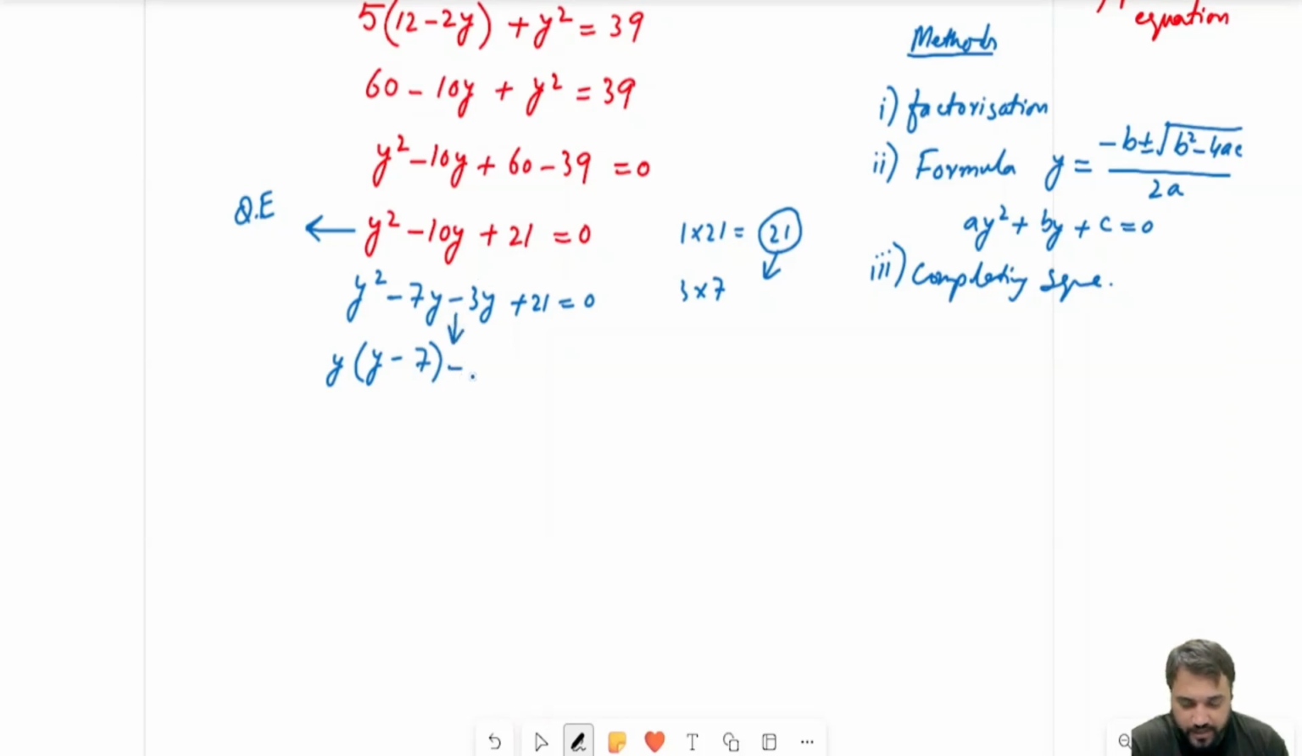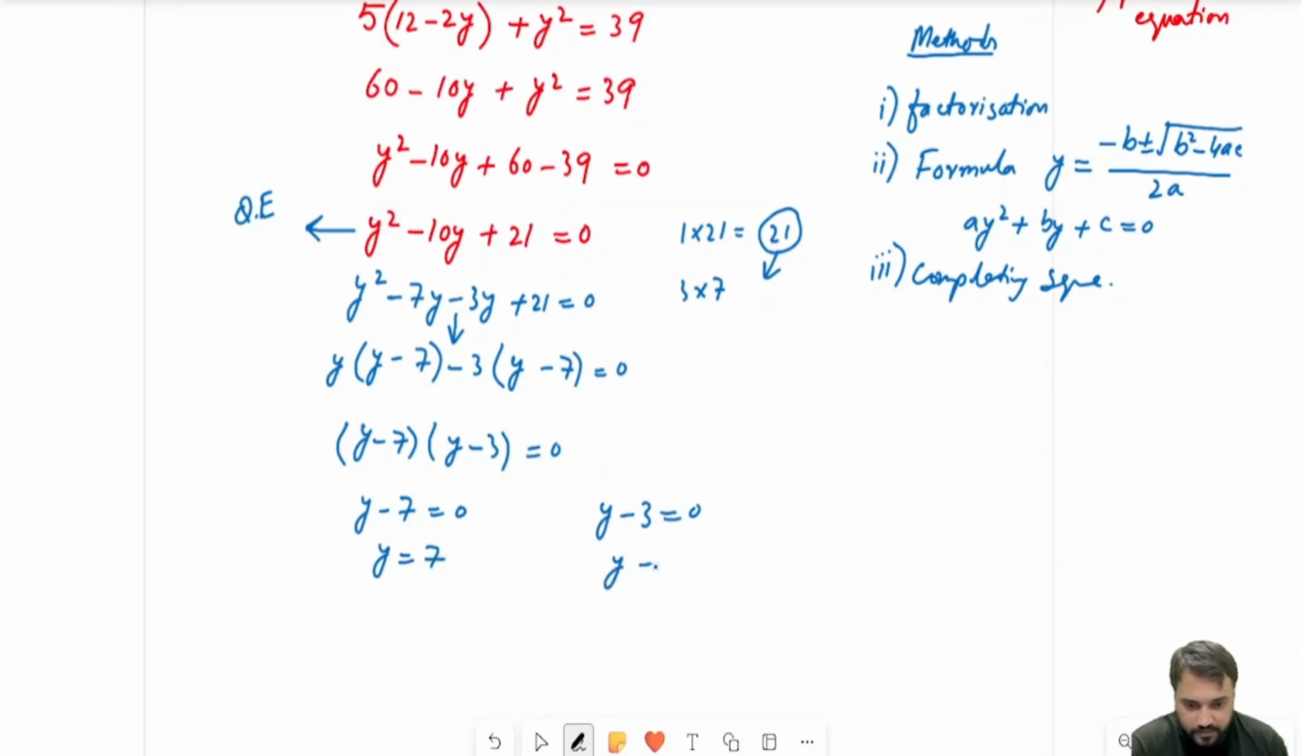It is minus, and what is common between 3y and 21? 3 is common. We are left with y minus 7 is equal to 0. Now what is common? y minus 7 is common. The rest is y minus 3. We have two factors, and we put each factor equal to 0 like this. Calculate the value of y, that is 7, and here 3.